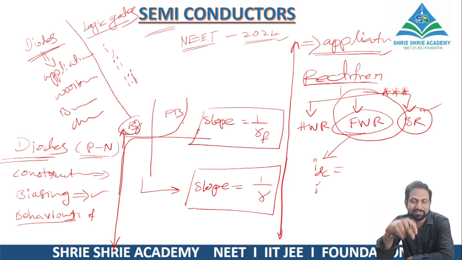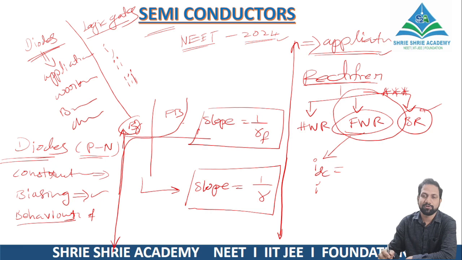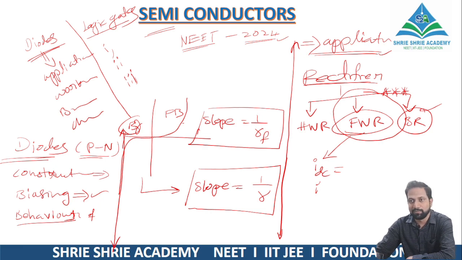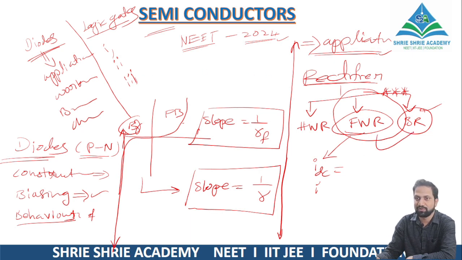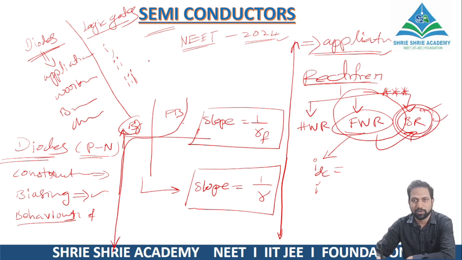rectifier, because it requires a center tap there. Okay, if you want to construct a center tap, it will be more financially expensive than the half wave rectifier. So only then we will go for the bridge rectifier. Okay, so that's the reason the bridge rectifier is preferred over the full wave rectifier. I hope you got it.